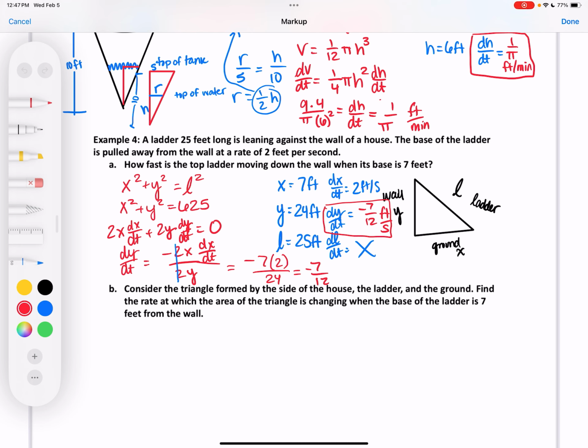I'll kind of go back and walk through this one because we got to do part B that goes with part A. So I'll walk back through this one really quick. But basically, the ladder.